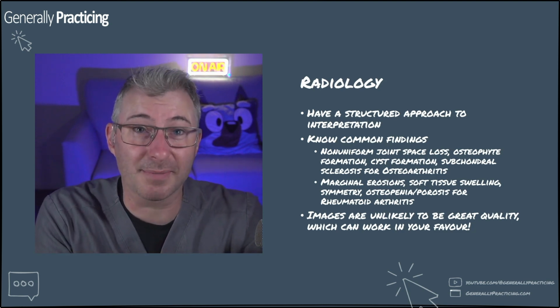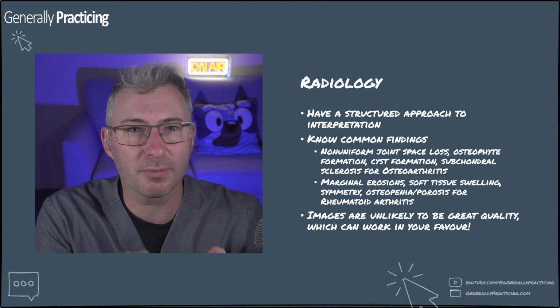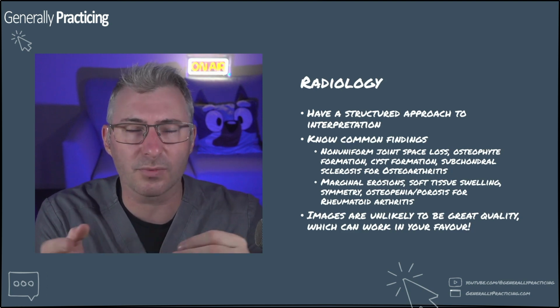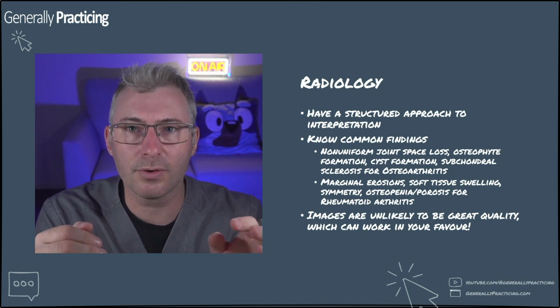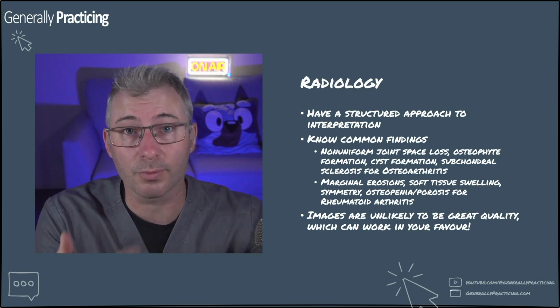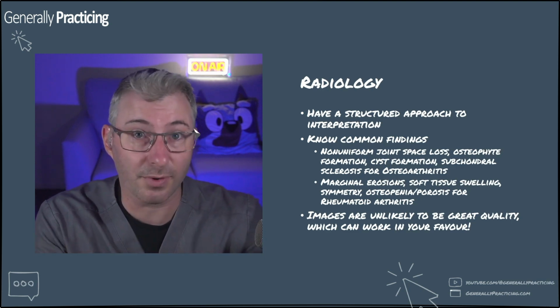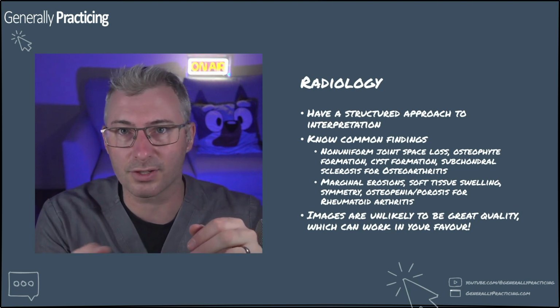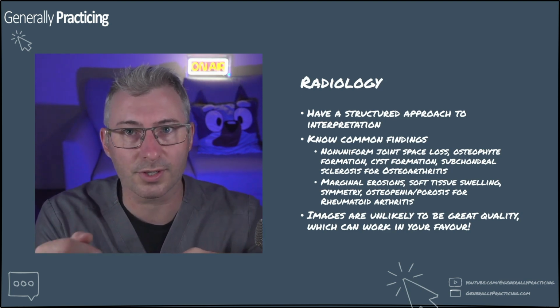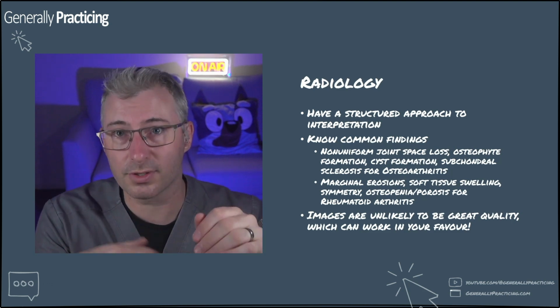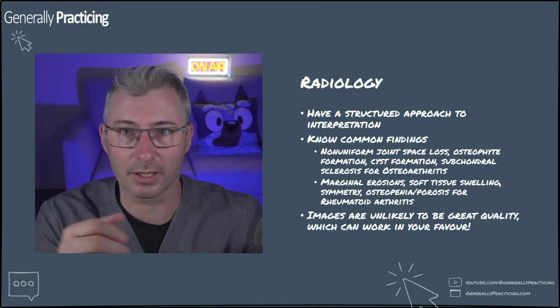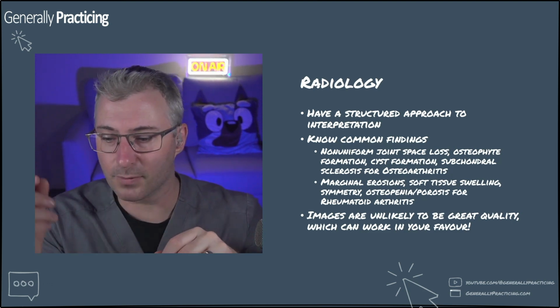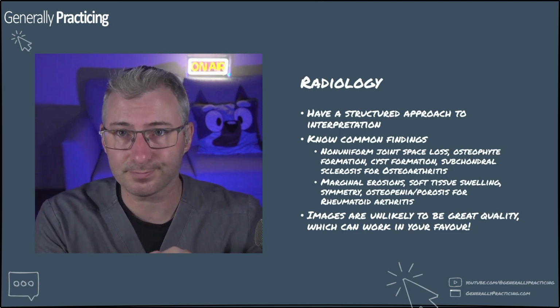Now, something that does come up again and again and again is just know some of your common findings for common things. And one of the easy things is know your findings for osteoarthritis and rheumatoid arthritis and how to differentiate between the two. It's going to be those non-uniform joint space loss, osteophyte formation, cyst formation, subchondral sclerosis for osteoarthritis, or marginal erosion, soft tissue swelling, symmetry, osteopenia or porosis for your rheumatoid arthritis.